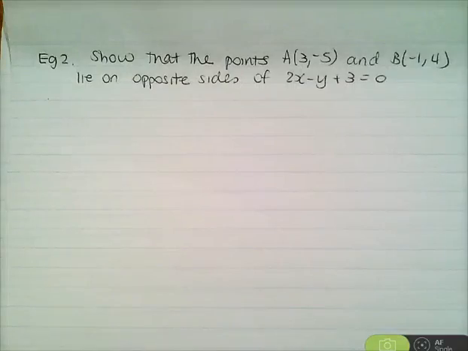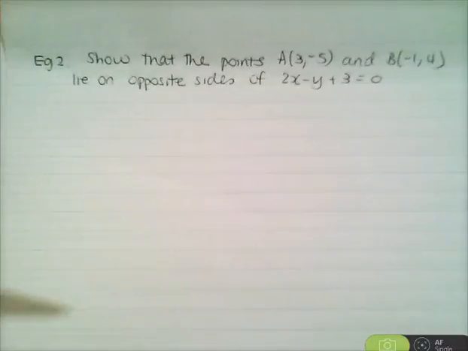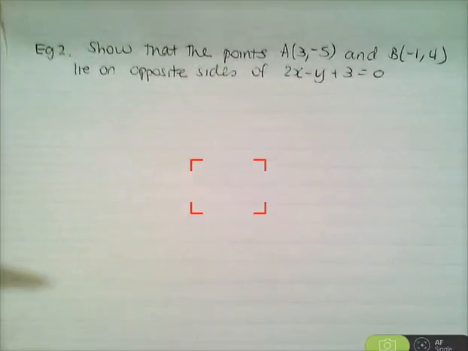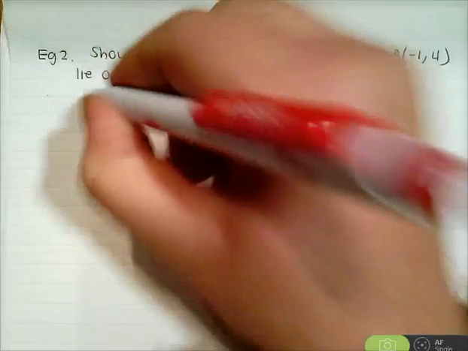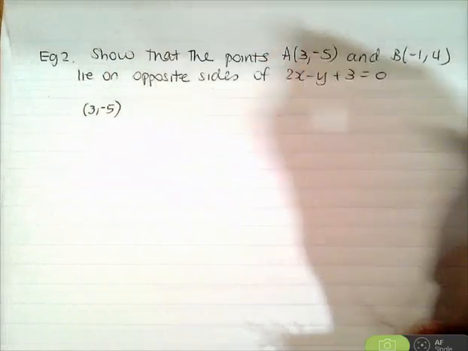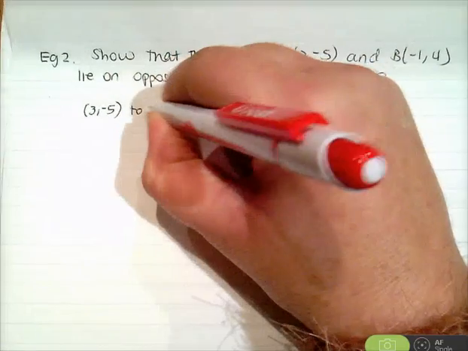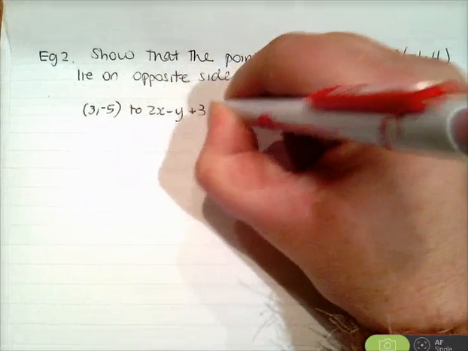In example 2, we're asked to show that the points 3, -5 and the point -1, 4 lie on opposite sides of the line 2x minus y plus 3 equals 0. So what we're going to do is the distance from 3, -5 to the line 2x minus y plus 3 equals 0. So I'll just do that first.